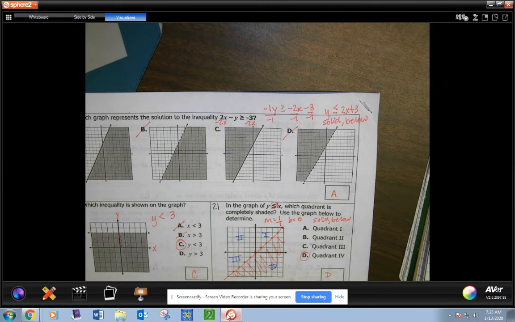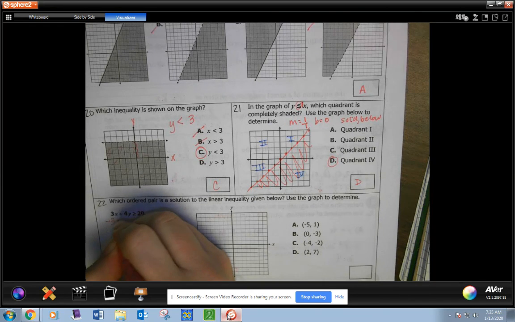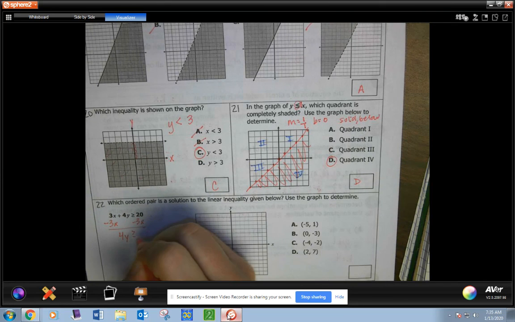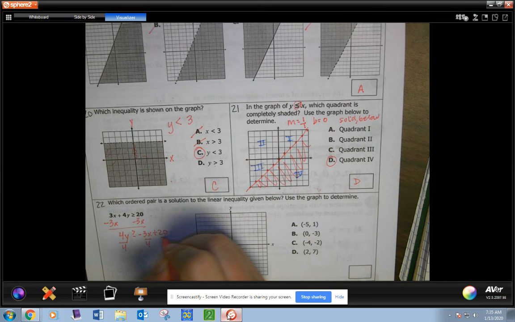Okay, one more problem. Which ordered pair is a solution to the linear inequality given below? Use the graph to determine. Well, the first thing we're going to have to do is get y by itself. You can never graph until y is by itself. So bring down the 4y greater than or equal to negative 3x plus 20. And we're going to divide by that 4. Since we're dividing by a positive 4, the inequality does not flip, and that gives me negative 3/4 x plus 5.